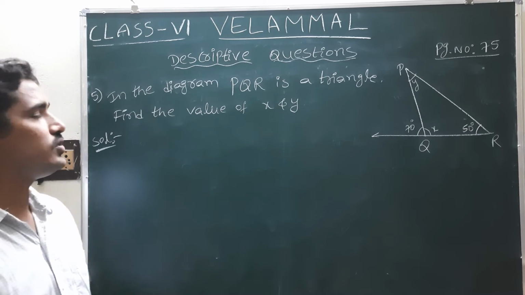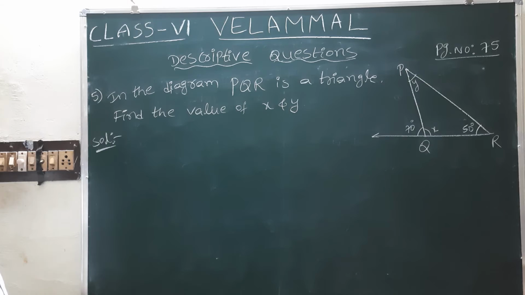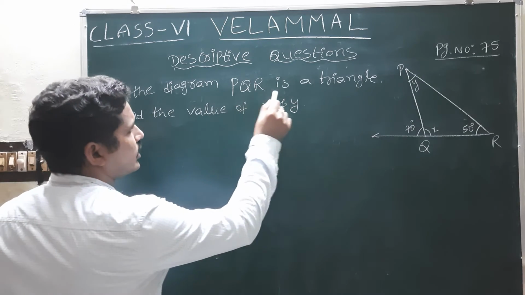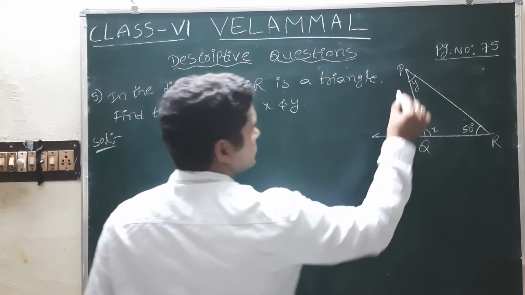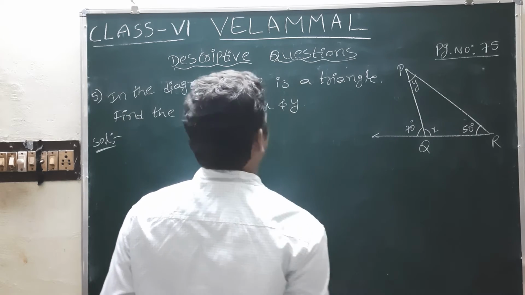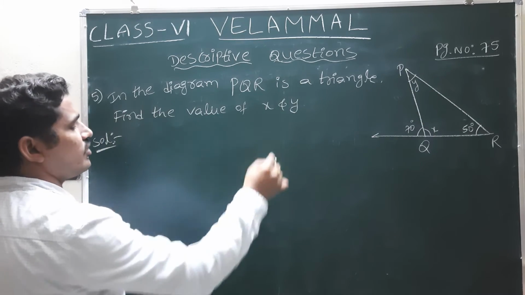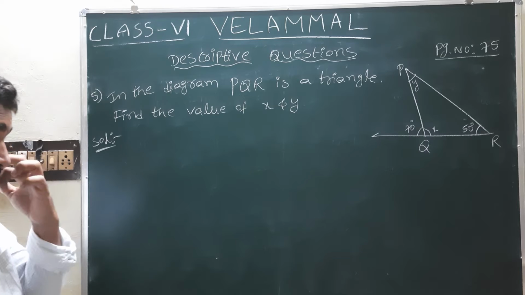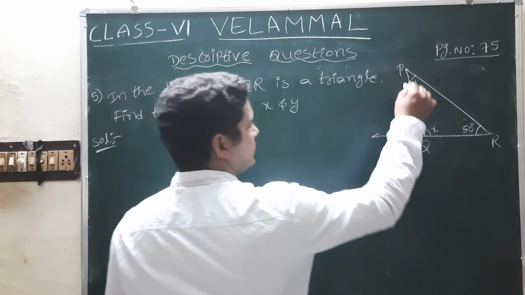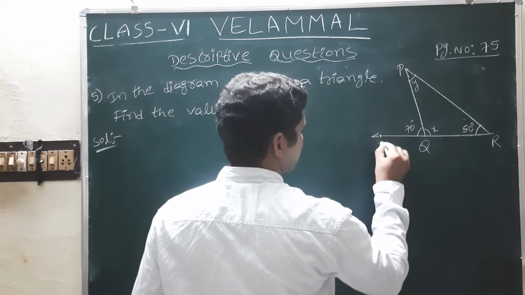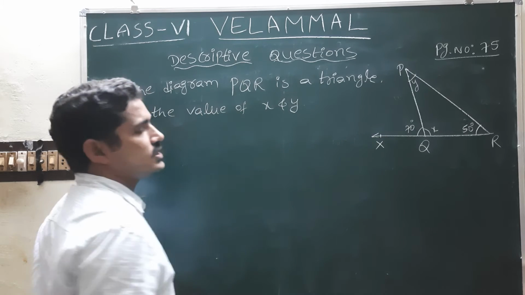Next we have the fifth question, dear children. In the diagram, PQR is a triangle. So PQR is given as a triangle. We need to find the values of x and y. Okay. So PQR is given. Here one more point is there, that one I am considering as X.